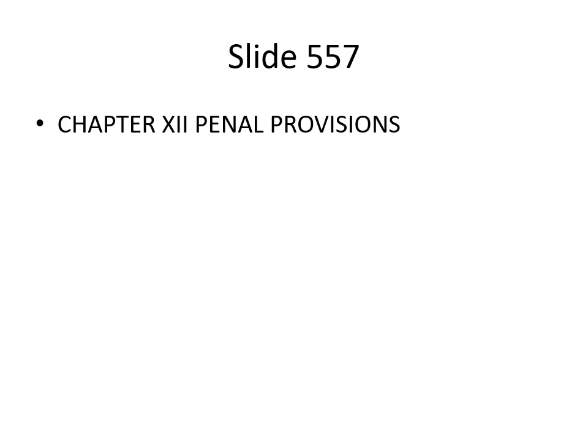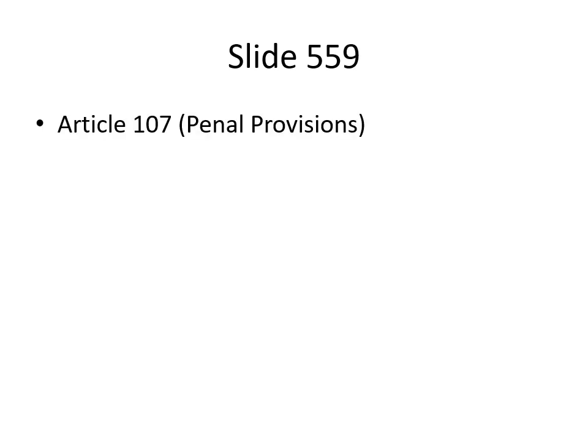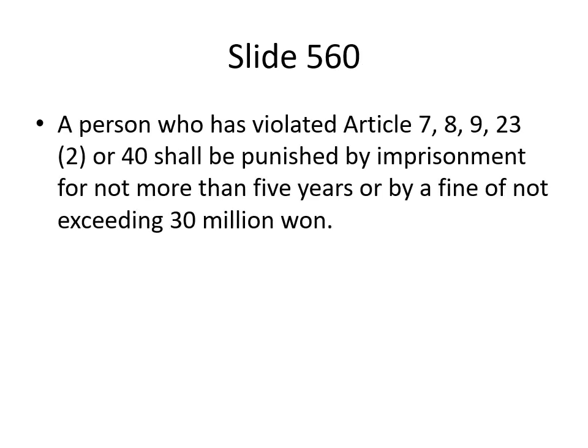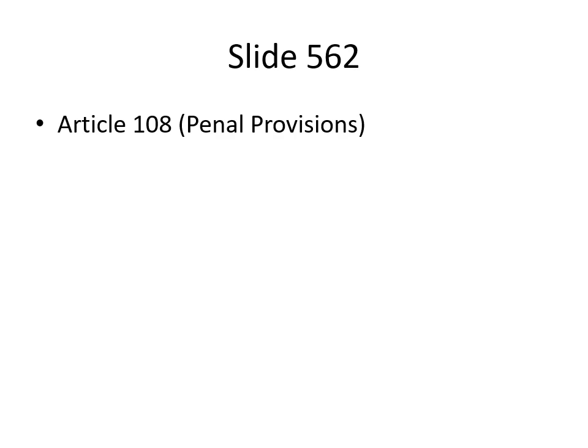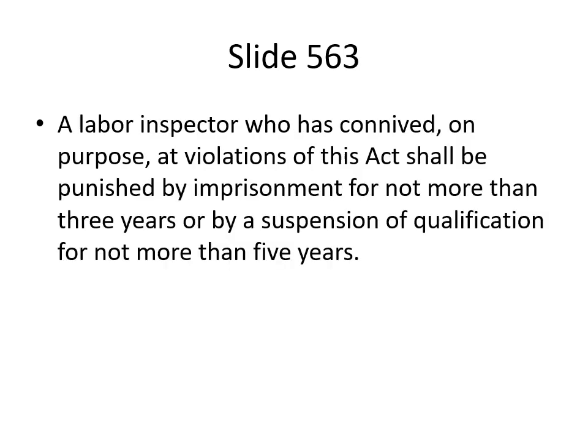Chapter 12, Penal Provisions. Article 107, Penal Provisions. A person who has violated Article 7, 8, 9, 23(2), or 40 shall be punished by imprisonment for not more than 5 years or by a fine of not exceeding 30 million won. Article 108, Penal Provisions. A labor inspector who has connived, on purpose, at violations of this Act shall be punished by imprisonment for not more than 3 years or by a suspension of qualification for not more than 5 years.